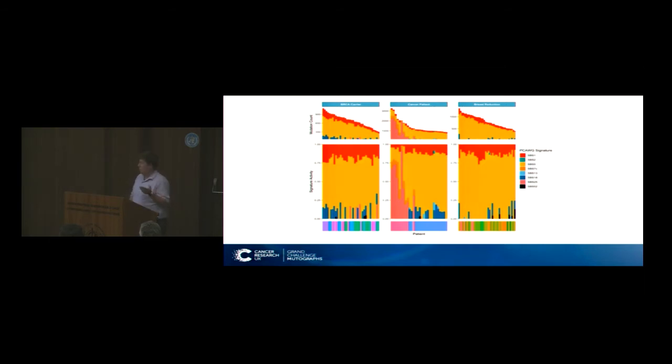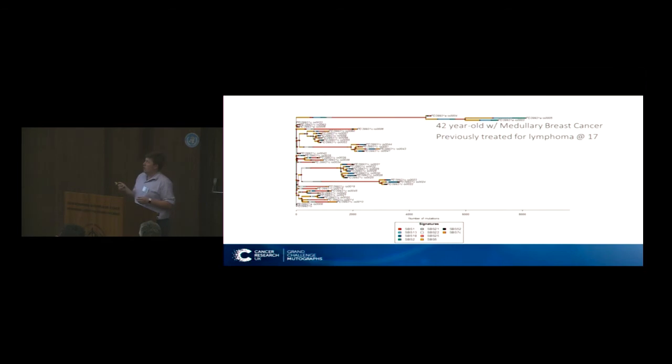So much like what Peter just showed, we can take all these samples, put them in a tree, and overlay the mutational signatures. And this is that cancer patient that, it turns out, at age 17 had a lymphoma. That's all the annotation is. I'm going to assume it was a Hodgkin's lymphoma. I'm going to assume they got treated somehow, and they responded positively to it. And then 25 years later, they got breast cancer.